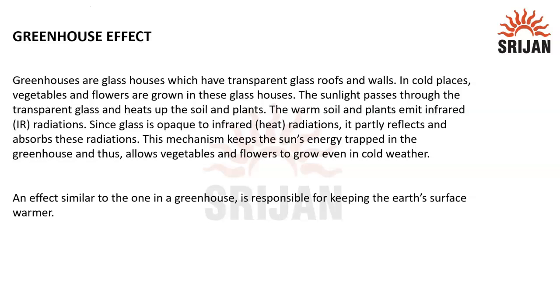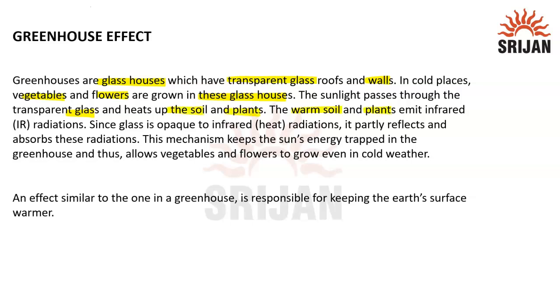In this video, we'll learn about greenhouse effect. Greenhouses are simply glass houses which have transparent glass roofs and walls. In cold places, vegetables and flowers are grown in these glass houses. The sunlight passes through the transparent glass and heats up the soil and plants.